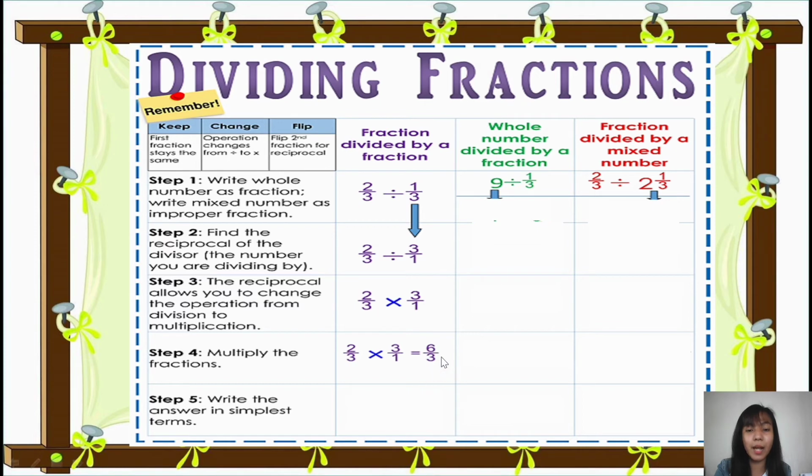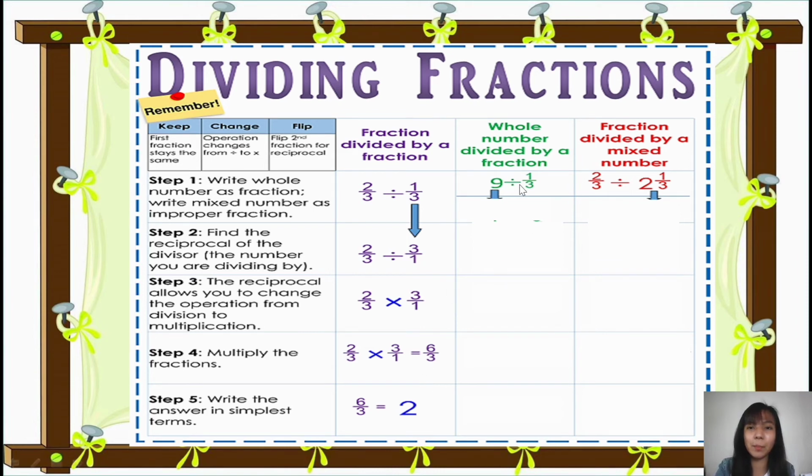Now, if your answer needs to be simplified, then proceed to step 5. Write the answer in simplest form. So this time we have 6 over 3, right? 6 can be divided by 3. So 6 divided by 3 is 2. The simplest form of our answer here is 2. So this is now our final answer, number 2.